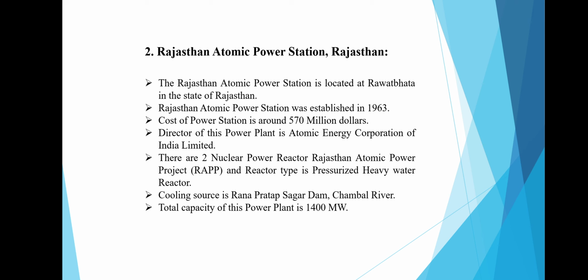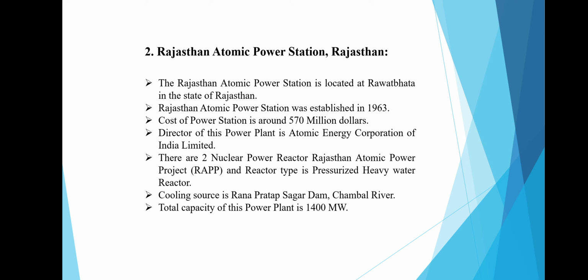Second is Rajasthan Atomic Power Station, Rawatbhata. The Rajasthan Atomic Power Station is located at Rawatbhata in the state of Rajasthan. Rajasthan Atomic Power Station was established in 1963. Cost of the power station is around $570 million. Operator of this power plant is Nuclear Power Corporation of India Limited.